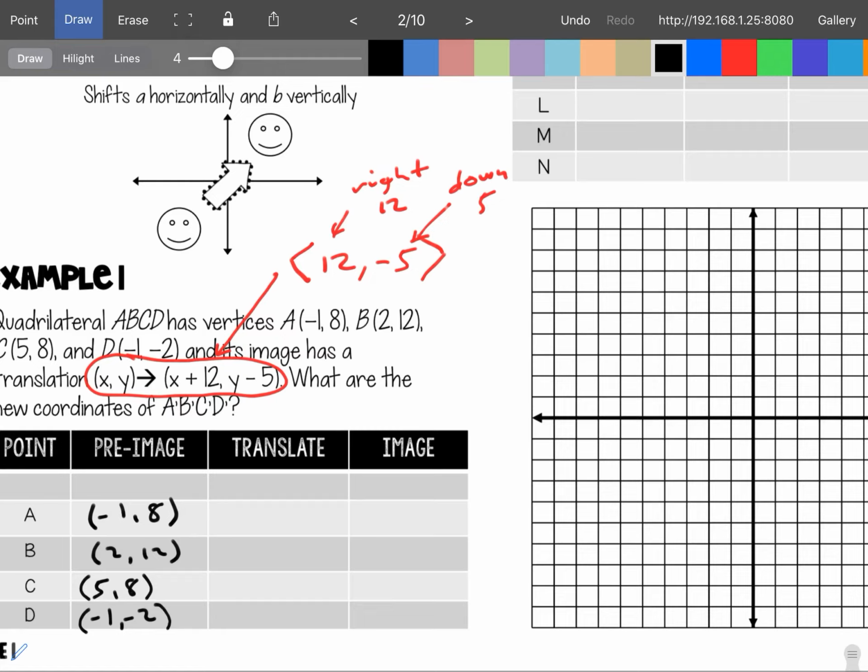Well, that means all we have to do, for example on point A here, is take the x coordinate plus 12, and then the y coordinate minus 5. Okay, that's what goes in. Negative 1 plus 12, 8 minus 5.